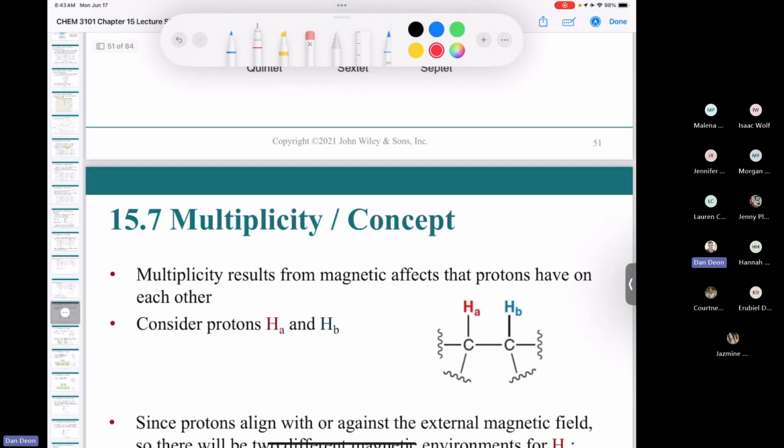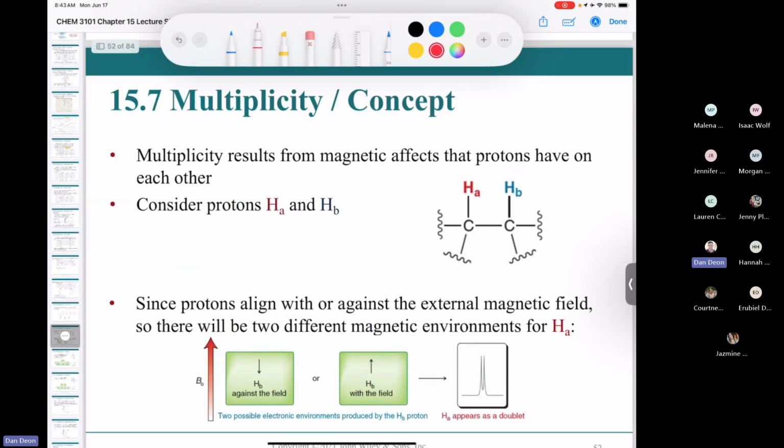All right, so now that we've got that, take a deep breath, because we're going to get into multiplicity and see what kind of information we can get from multiplicity, which is extremely useful. So multiplicity, where does this doublet come from, and a triplet, and a quartet, and a singlet, and a sextet? Where do these things come from? Well, it results from the magnetic effects that protons have on each other, okay?